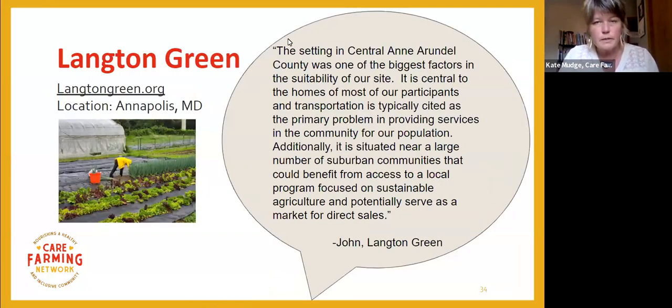John from Langton Green in Annapolis shared that the setting was one of the biggest factors in choosing their site, that it's really central to the homes of most of the participants. And again, transportation is typically cited as the primary problem in providing services for their community. It's also situated near a large number of suburban communities, and they benefit from access to a local program which is focused on sustainable ag.